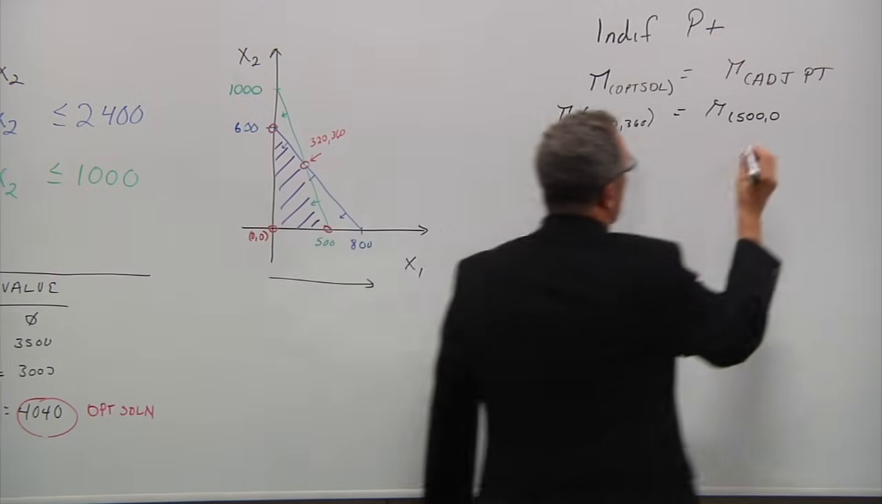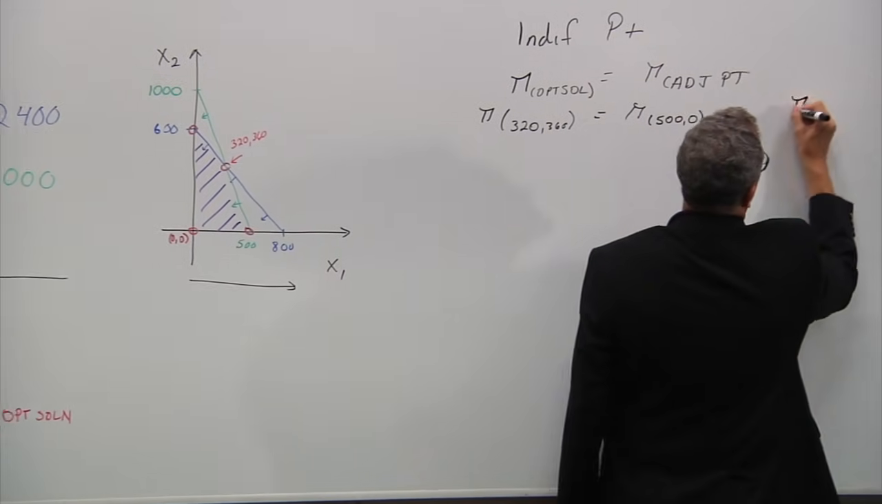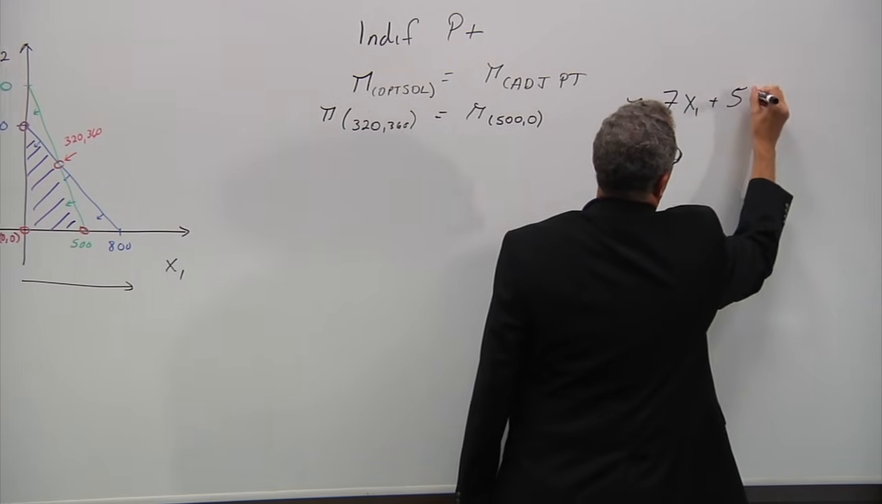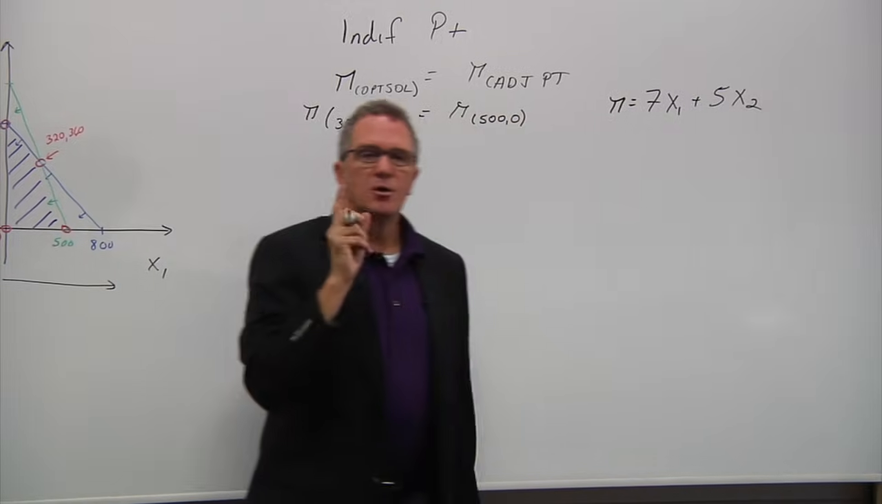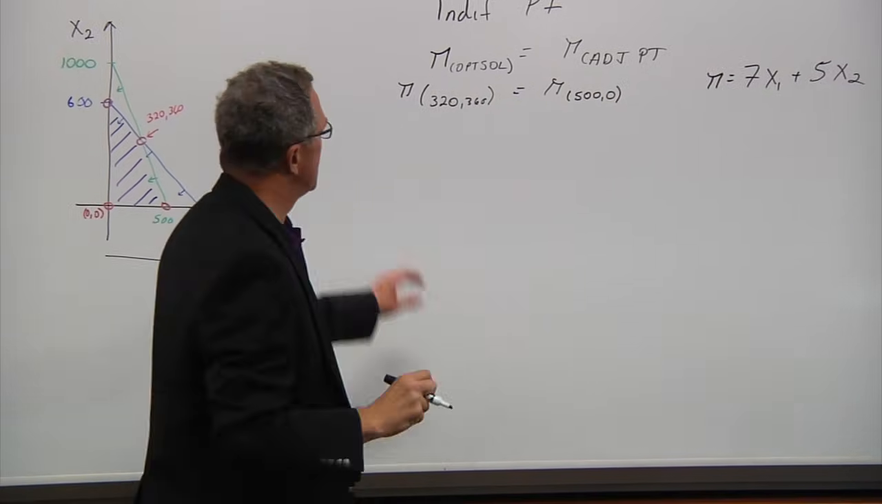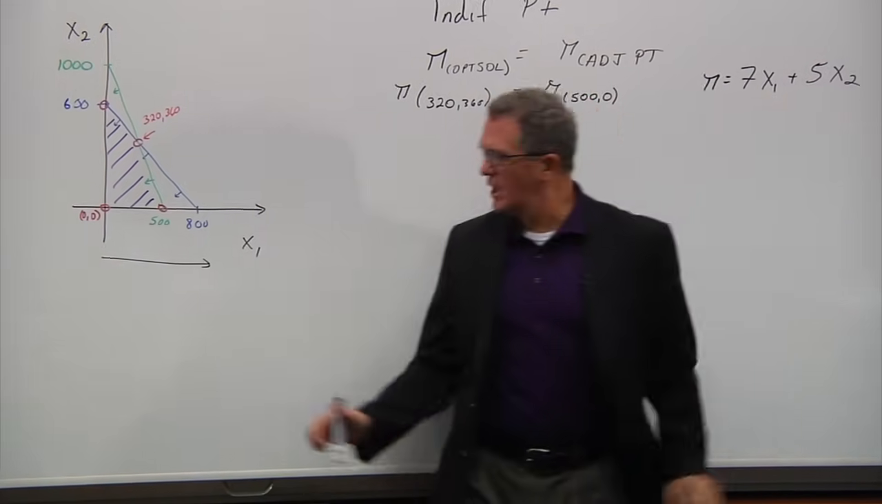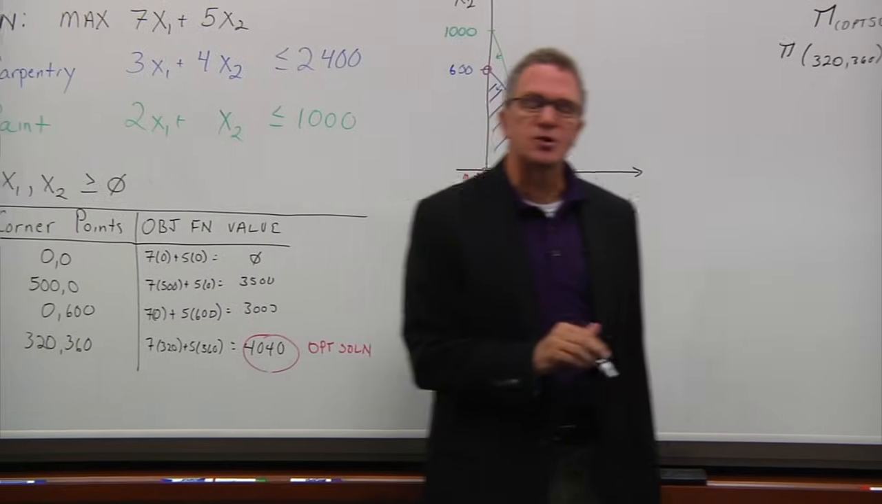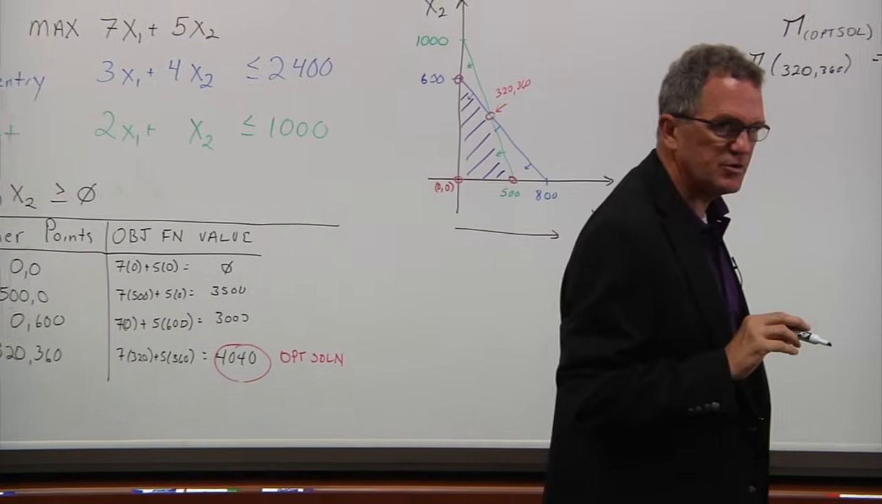Now remember, my profit equals $7 per table plus $5 per chair. But what's changing in this equation? If it doesn't change from this, we know that this is the optimal solution. We know that we're going to make 320 tables, 360 chairs.